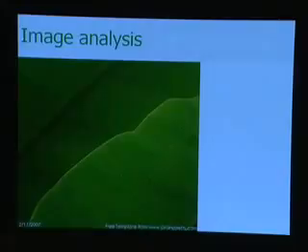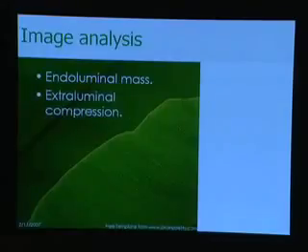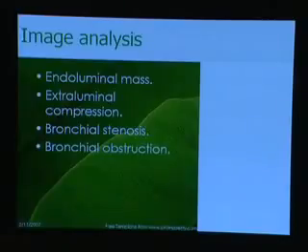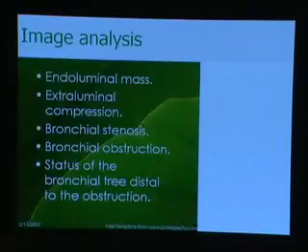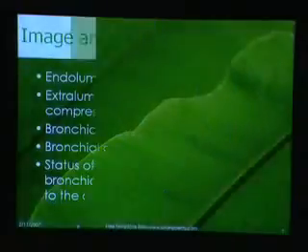Then how to analyze the images of virtual bronchoscopy? We look for the presence of endoluminal mass, extraluminal compression. We look for bronchial stenosis, bronchial obstruction, and it is very important to look distal to the obstruction, at the status of the bronchial tree distal to the obstruction. So the images again are interpreted for endoluminal mass, extraluminal compression, bronchial stenosis, bronchial obstruction, and the status of the bronchial tree distal to the obstruction.